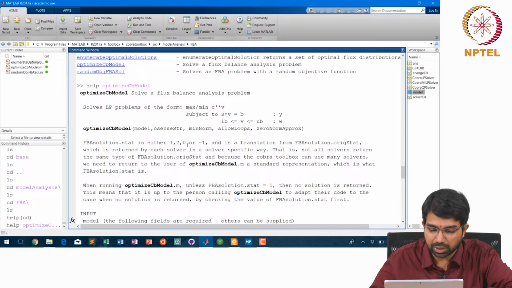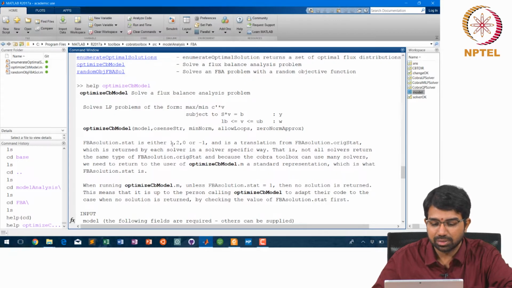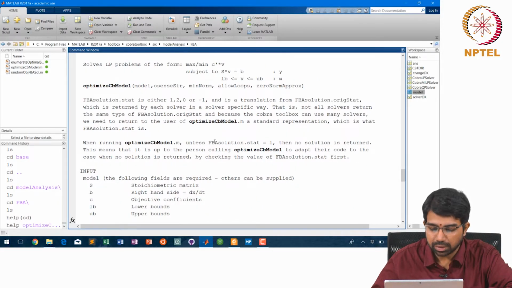The status is basically 1, 2, 0 or minus 1 and is a translation from the solver specific status. Every solver might return its own status. So, GLPK might return 0 for a successful solution and Gurobi might return 1 for a successful solution, but that is translated to a sensible status here. So, this normalizes across solvers essentially. So, unless this holds, do not look at your solution, it is not useful. This is an important thing to remember.